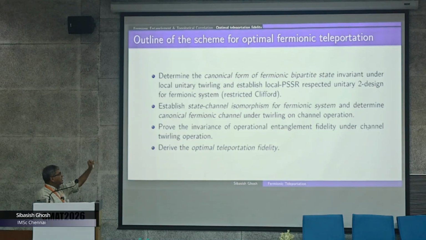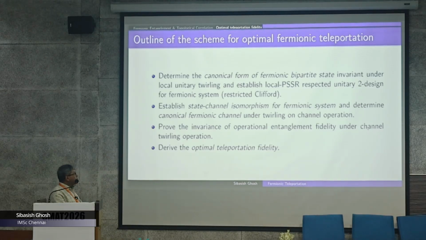So basically, you determine a canonical form of the fermionic bipartite state. Rather than looking for all possible teleportation schemes, you try to figure out a canonical form of the shared state by doing some local unitary twirling operation, and take this canonical form of the state and then use it for teleportation. The canonical form of this shared state is such that it will not change the teleportation fidelity. Okay, so that is the reason, and this is in the same line as Horodecki's work.